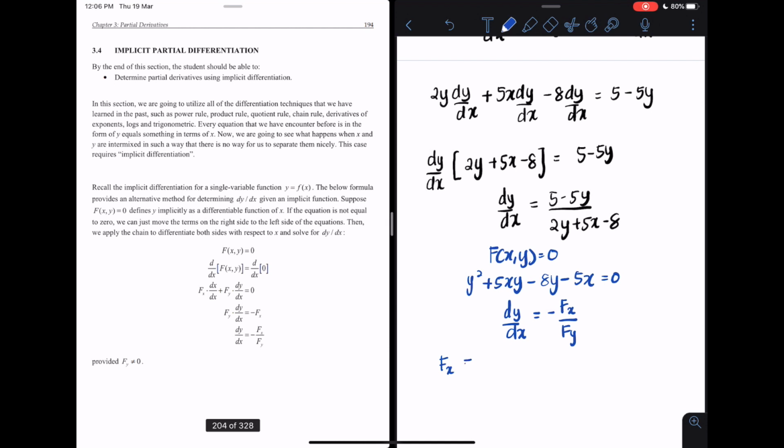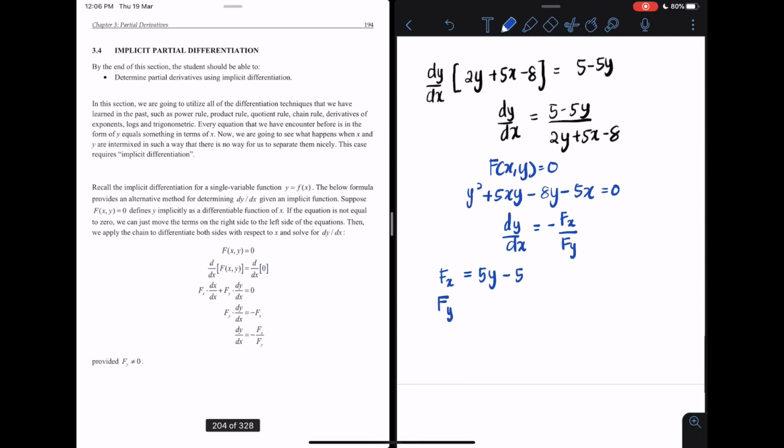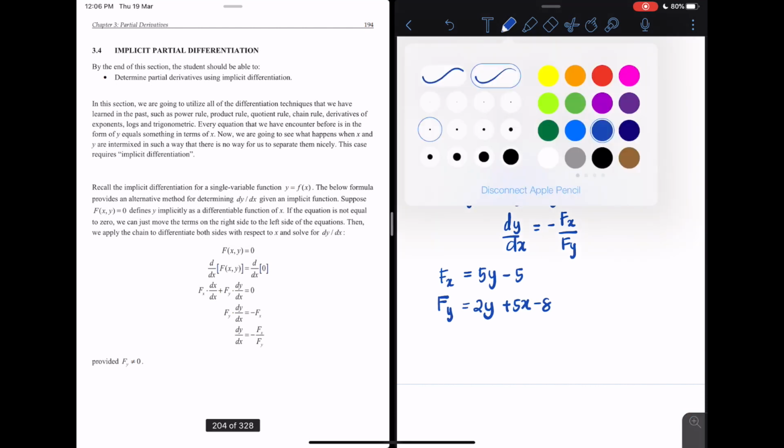I will get 5y minus 5. Meanwhile, if I want to determine the partial derivative with respect to variable y, I need to treat x as a constant, and x should behave like a constant. I will get 2y plus 5x minus 8. And then what should I do right after this?